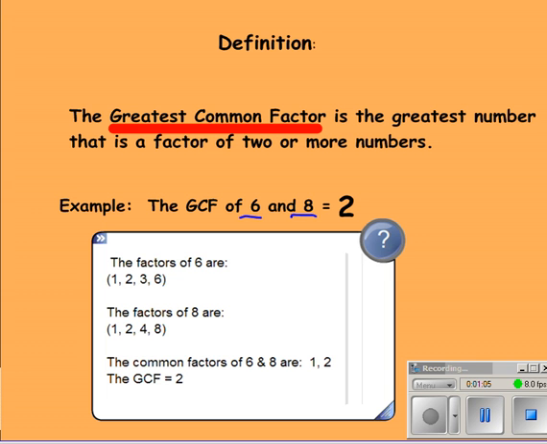Why are we not circling here? Because it's the greatest number and it's common because both of them have it. Okay? Greatest common, yes.